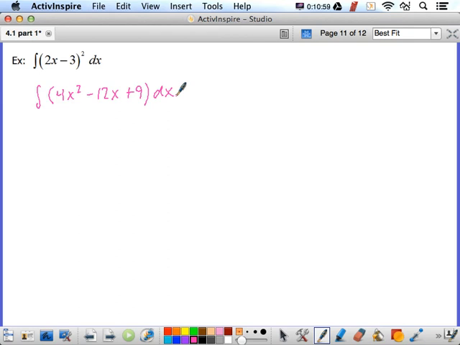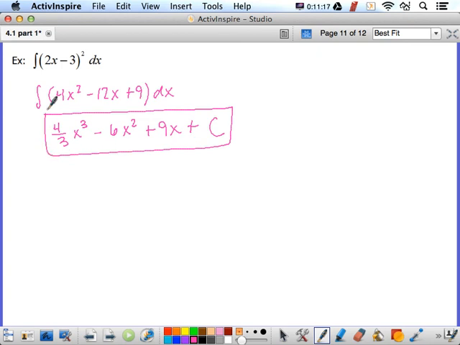Add 1 to the power. 4/3 x cubed. Divide by the new power. Let's see. So this one will become what? Negative 6x squared. Good. Plus C. And that one could easily be checked out because there are not even any fractional exponents.